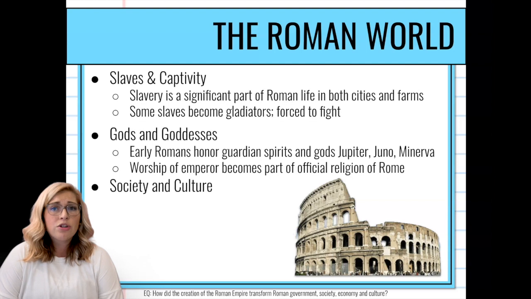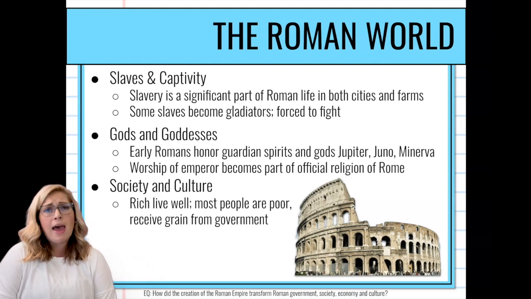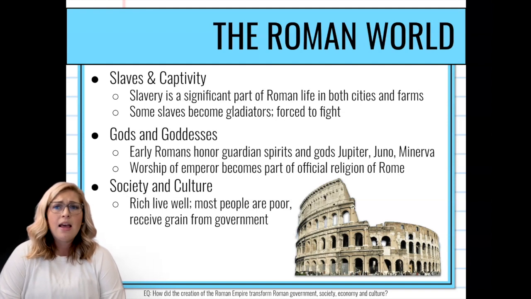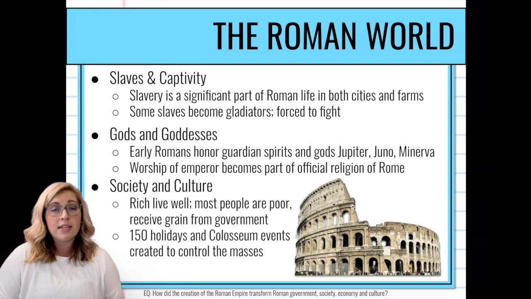Lastly, society and culture. The rich lived very lavish lives, as you saw in the readings that you did. Just the life of luxury and the baths and the dinner parties and things like that. But the majority of people are poor, and they receive some grain, some handouts from the government. In order to keep the citizens tamed, not to get out of hand, because there are so many of them, they did something that was kind of smart. They create multiple holidays, times for celebration where they can all get together and celebrate.